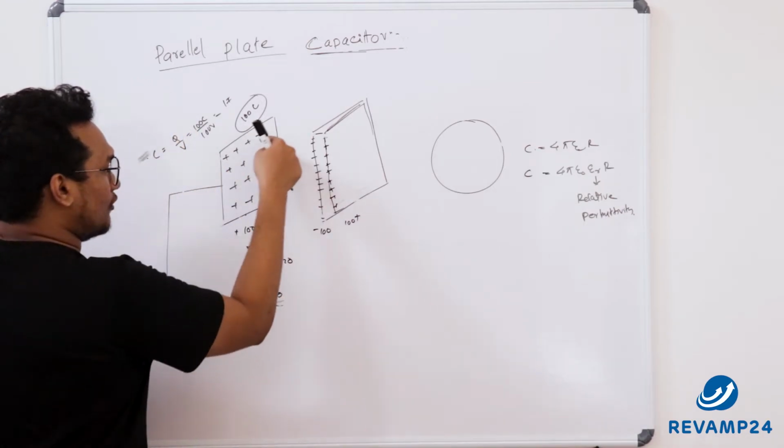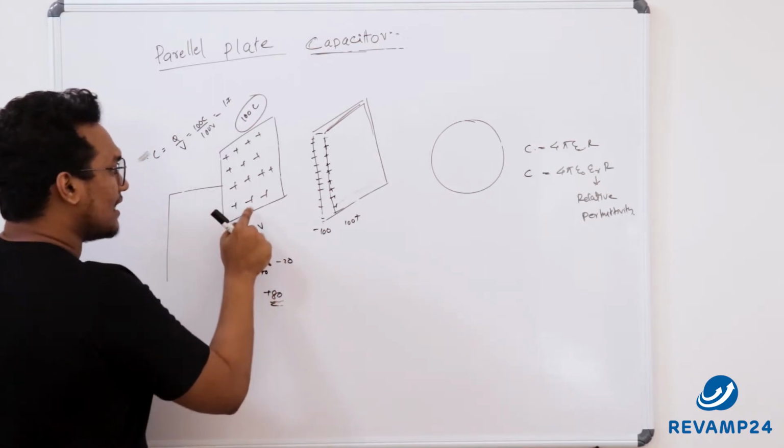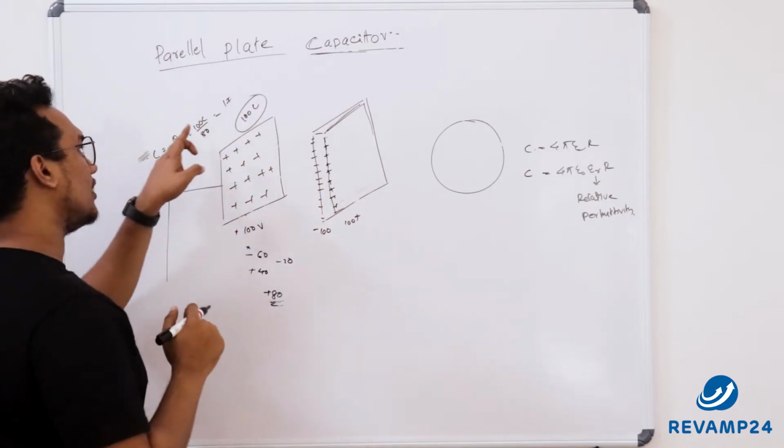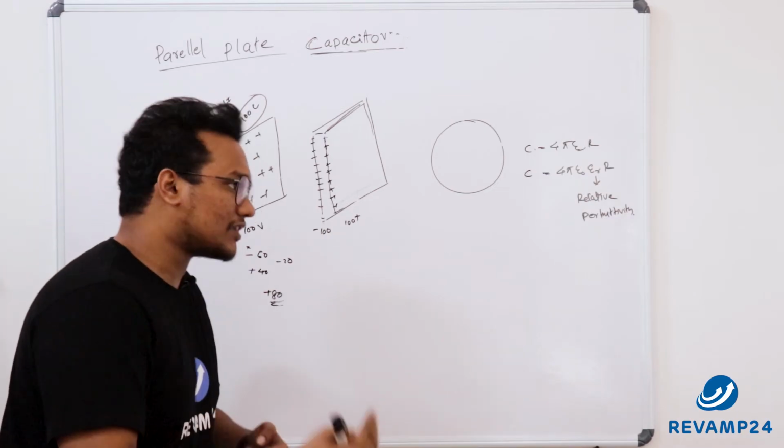Because now the charge is still the same, 100 coulomb. But what has happened to voltage? Potential has decreased. Now this has become 80 volts. So 100 by 80 will be more than 1. Now I can increase capacitance with one more step.